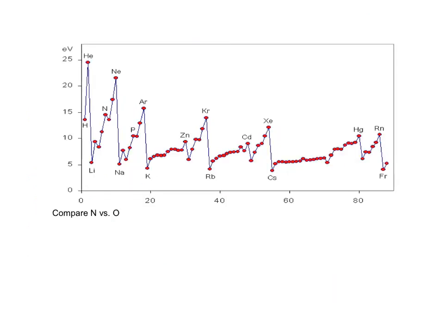Okay, now let's look at another anomaly. Remember we said that as you go across a period, your ionization energy increases. So we saw one anomaly from beryllium to boron here. We see another one here from nitrogen to oxygen. There's your oxygen right here. And so why is that? We would expect the oxygen to have a higher ionization energy.